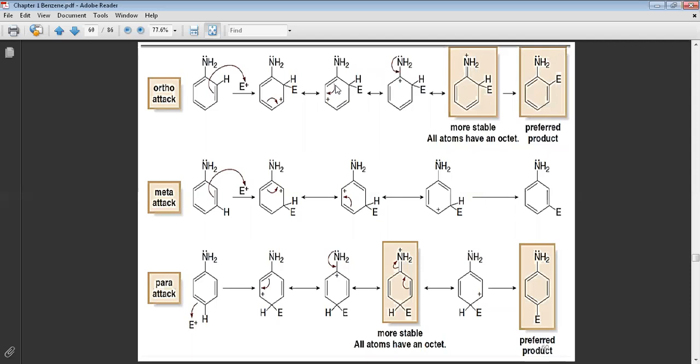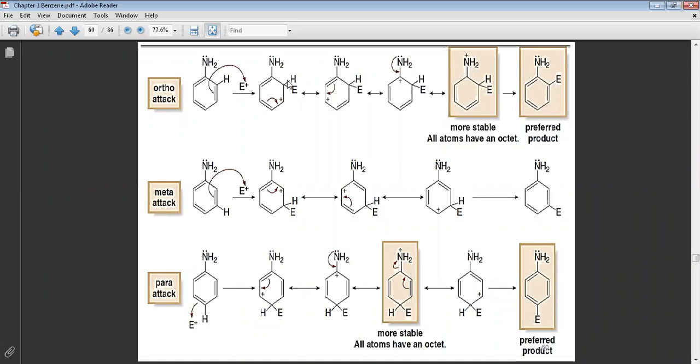Yes, this is an additional resonance structure. It will come to here, and the positive charge here. Look, we have 1, 2, 3. We have an additional resonance structure. The lone pair of electrons makes a double bond here, and the positive charge comes to here. That means we have 1, 2, 3, 4 resonance structures.